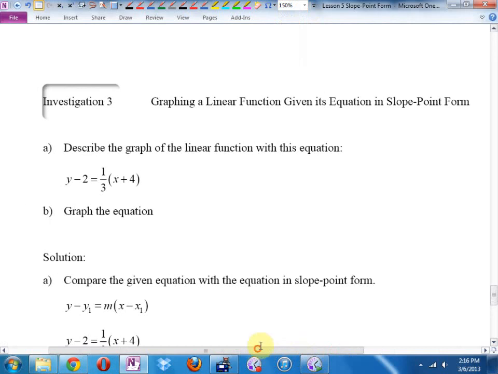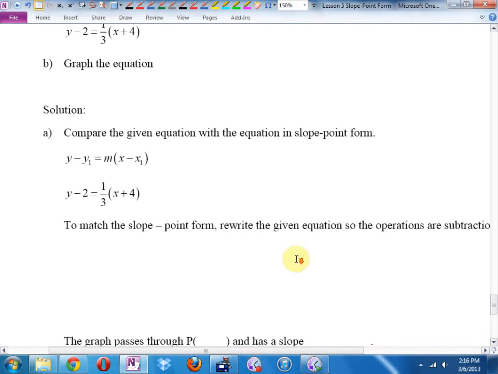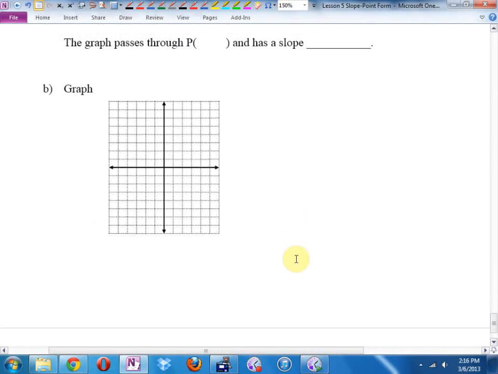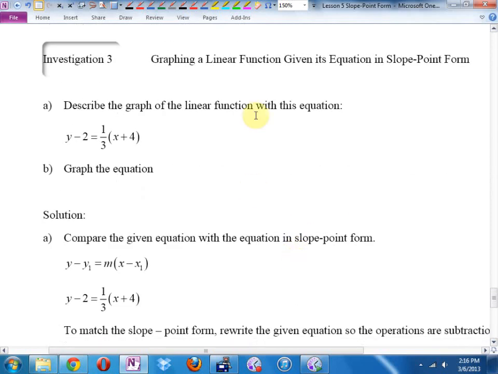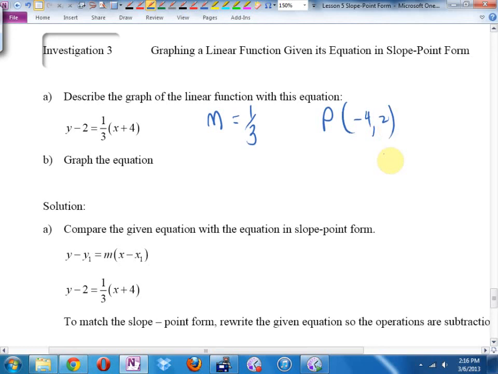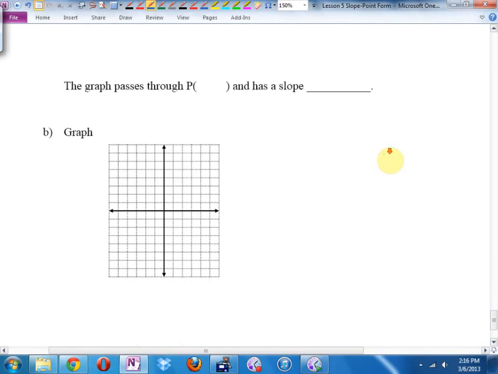Last thing we want to practice is how we can graph this. So it says, describe the graph and graph it. So, what's the slope? 1 over 3. What's the point? Negative 4, positive 2. So let's duck down to this graph at the bottom of the page. Let's put a dot at negative 4, comma 2.